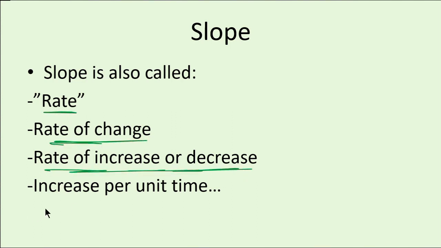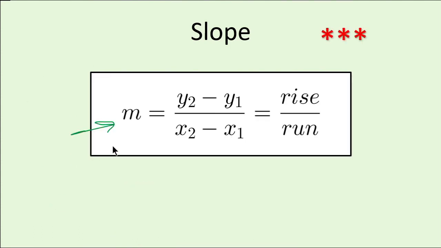Sometimes on the SAT, slope is called rate, rate of change, rate of increase or decrease, or increase per unit time. For example, increase in cost of renting a boat per an hour, or increase in cost of living in America per year. This increase, whenever you see this word, this should be your clue that we're talking about the slope or the rate of change. And slope has an equation as well, and it goes like this: y2 minus y1 over x2 minus x1.